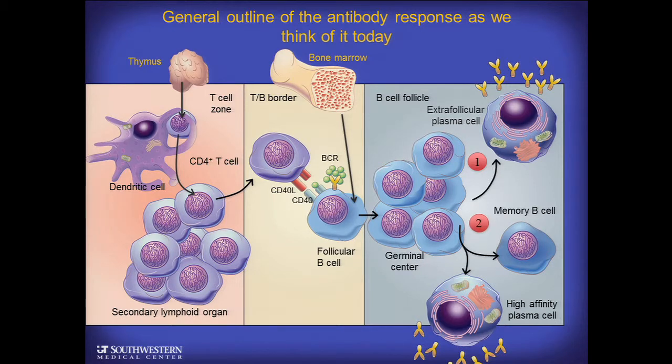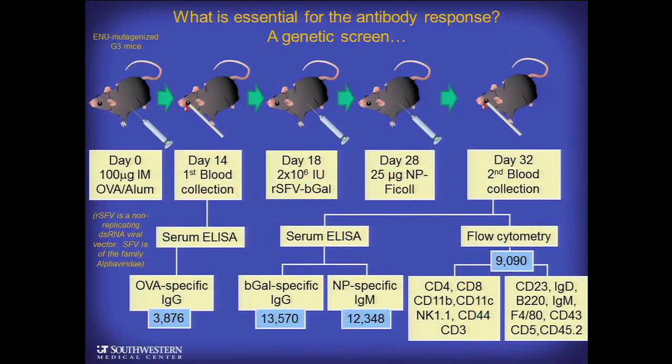This is the way people generally think of the adaptive immune response, notwithstanding that many of the molecular components are not known. Our screen is fairly simple. We challenge the mice with three different injections of either T-dependent or T-independent substances. We give them either recombinant Semliki forest virus vector that encodes beta-galactosidase and then bleed them to look for antibody response. Later, we also give them NP-ficoll. We also give them ova-alum, and then a second bleeding is done to look for responses to these antigens.